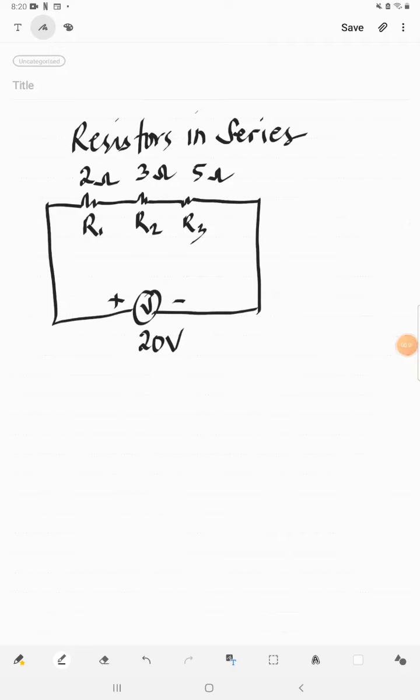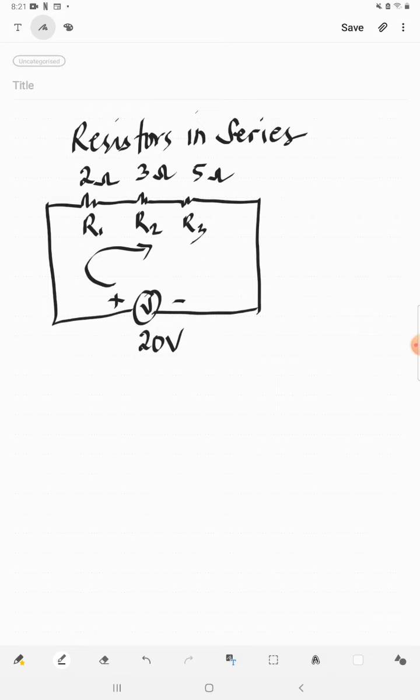So in this circuit, we are going to solve resistors in series. There are 3 resistors connected in series across a 20-volt source. Find the current that flows throughout the circuit and the voltage drop across the resistors. We may also find the power across the resistors.